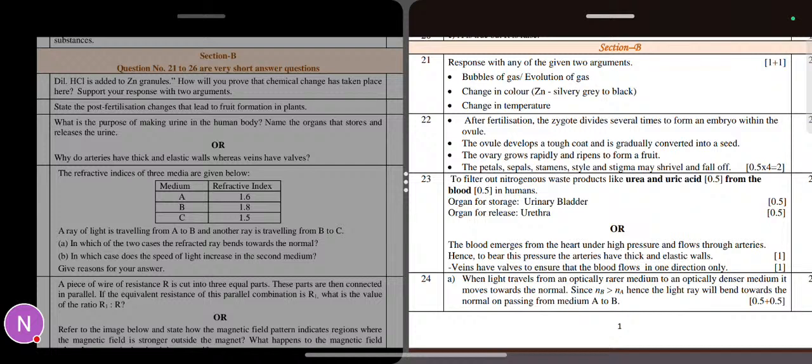So for part A, when light travels from an optically rarer medium to an optically denser medium, it moves towards the normal since n_B is greater than n_A. Hence, the light ray will bend towards the normal on passing from medium A to B. So half a mark for telling and half a mark for giving the reason.